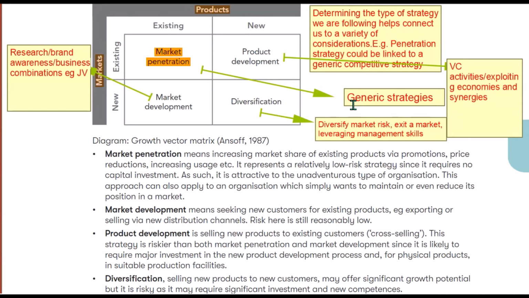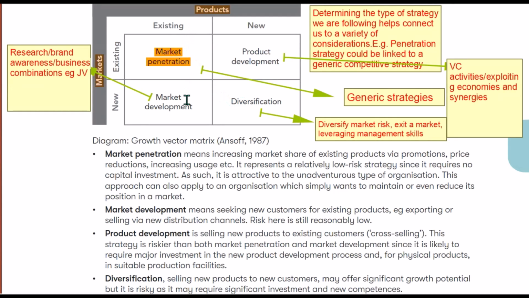We're going to try and gain competitive advantage. How are we going to gain competitive advantage? Well, through Porter's generic strategies, and you should remember what those are: focus, differentiation, and cost leadership. So connected with that market penetration strategy, we will need to think about generic strategies as a way of making it happen.